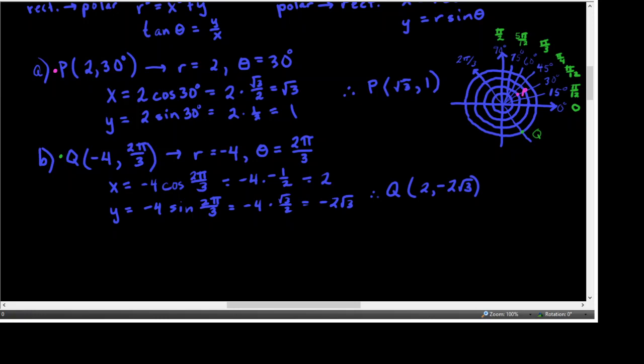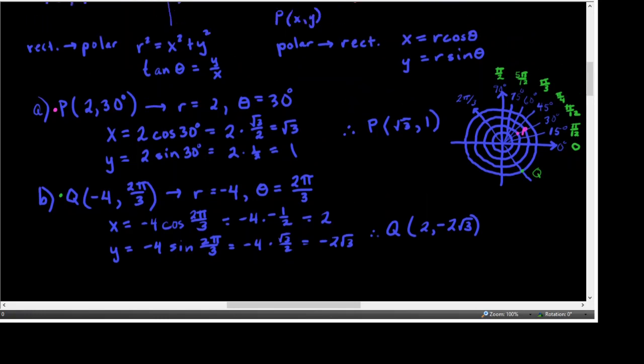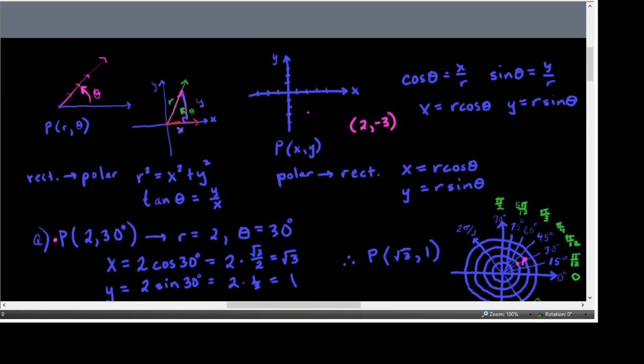Q, let's look at it. If we went to the right 2 and down 2 square roots of 3, does that seem logical that that point would end up there? And that's probably a good thing to do, is check the location. If you were to graph it in polar and rectangular, are you ending up at the same place? That'll save you from accidentally being in the wrong quadrant. So that should help. Now let's go back up here to the top a second.